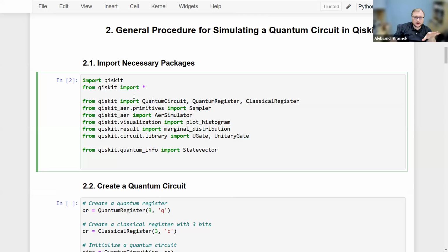But let me try to structure all these steps you make to run the simulation using Qiskit. So usually you start from importing necessary packages. These packages include these functions or commands that allow you to create a quantum circuit, quantum and classical registers. A quantum circuit consists of a quantum register and a classical register.